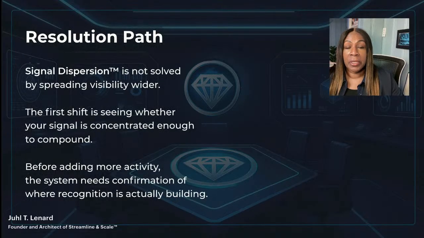Now, signal dispersion is not solved by spreading visibility wider. The first shift is seeing whether your signal is concentrated enough to compound. You need concentration. Before adding more activity, the system needs a confirmation of where recognition is building, because that's where the conversations will start.